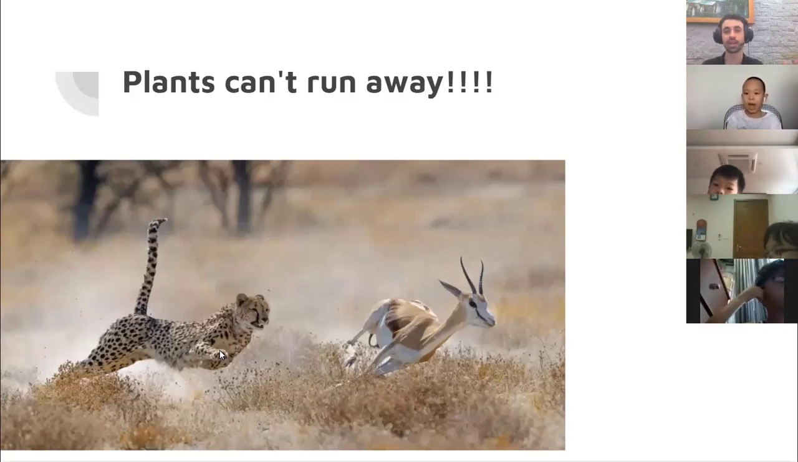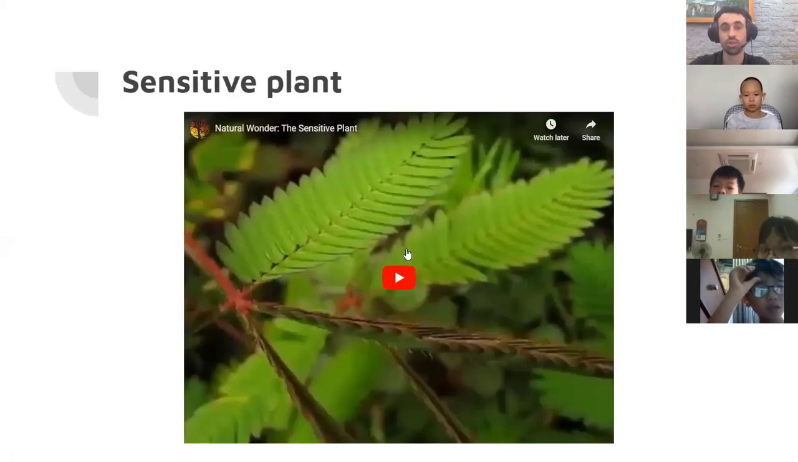The thing with plants, they can't run, they can't move. We've talked about this before. Plants have to stay where they're at. They can't run away. But I have a video of a plant that has found a solution to not running away. And it's called the sensitive plant.